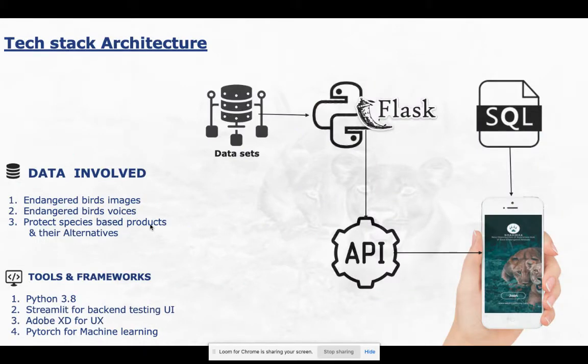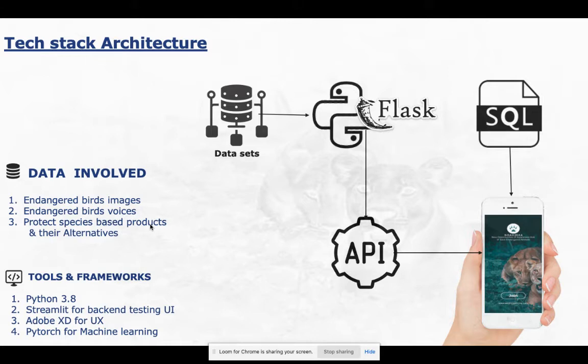Coming to the tech stack architecture which we have planned for implementing this model, firstly, we have collected the data with respect to endangered bird images, endangered bird voices, and protected species-based products and their alternatives. We have built our own data set. Coming to the architecture, the data sets have been stored in CSV files and common folders. Then we have worked on model building using Flask.